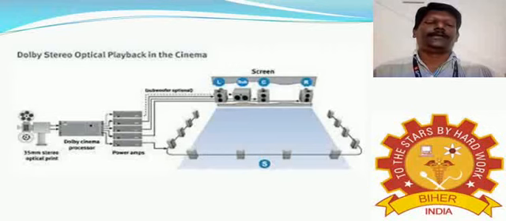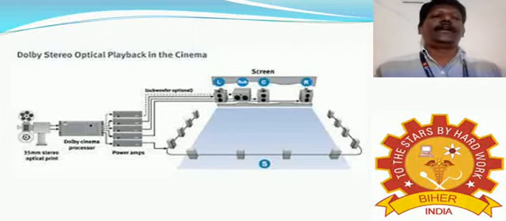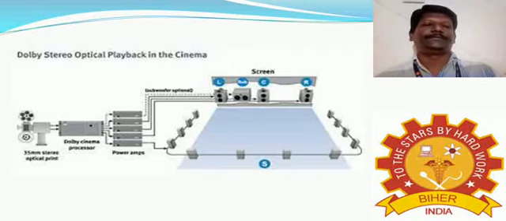So Dolby Cinema processor can decode the 2-track information and convert as 4 tracks. So in this format, there are 3 speakers behind the screen: left, center, right, and mono surround. So they have additionally added a subwoofer.